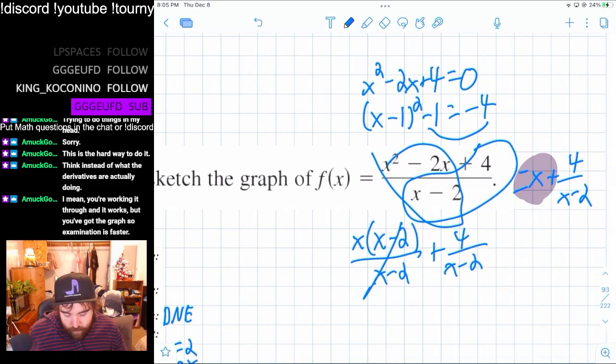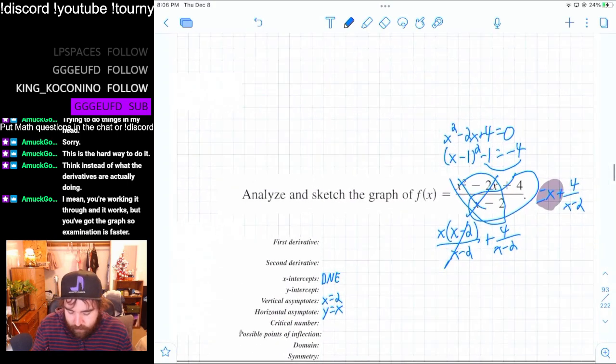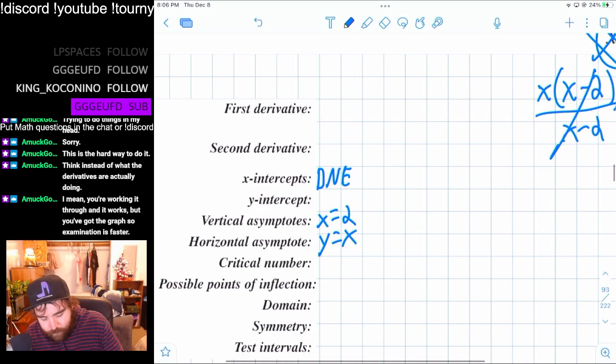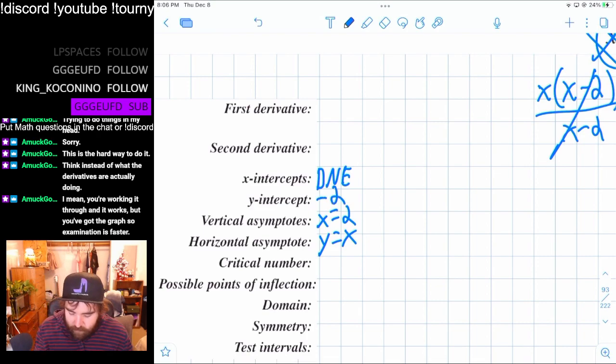Y-intercept when x equals 0. Well, when you plug in x equals 0, these go away. Maybe that's actually easier to see on the other one, but it's both easy. You get negative 2. So we have a y-intercept of negative 2.